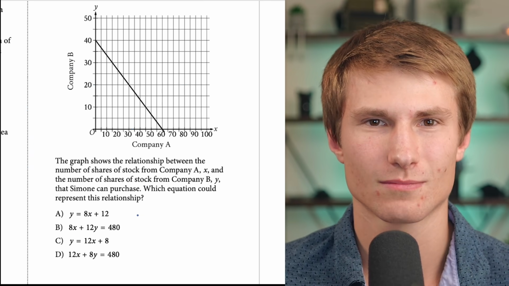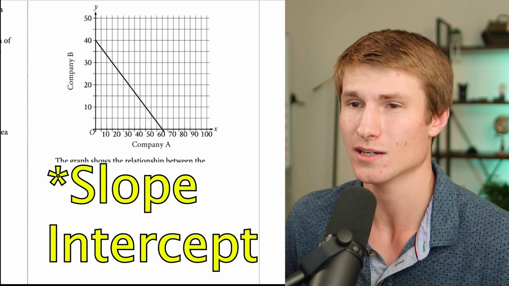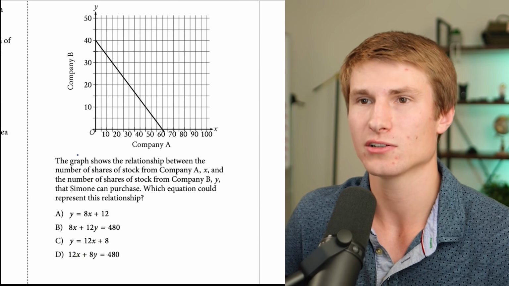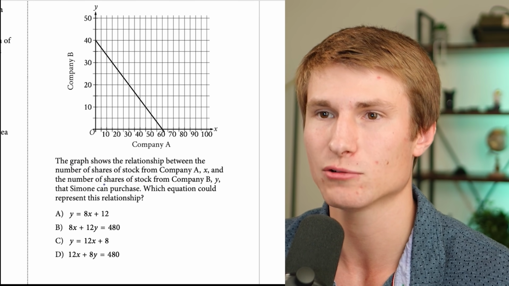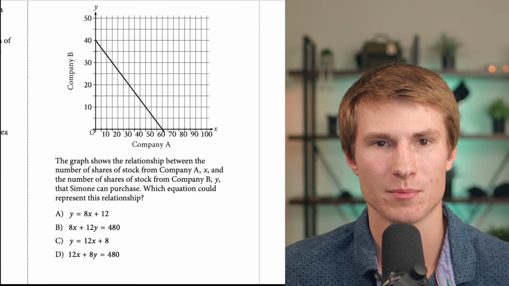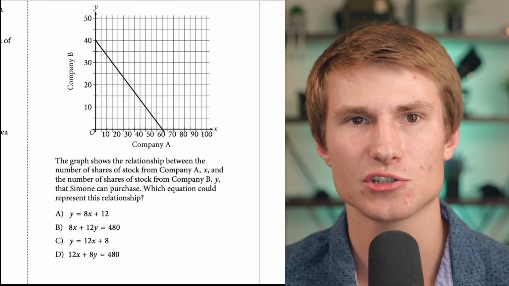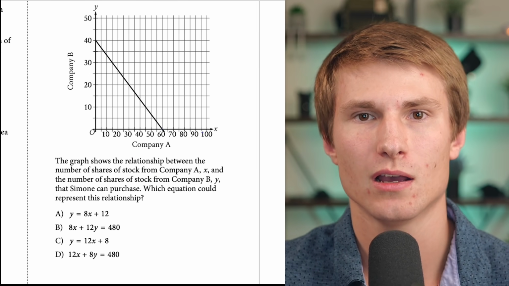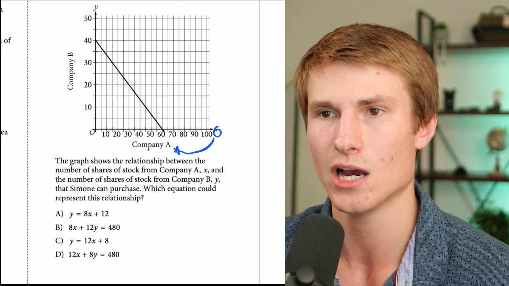Here's a tip to solve SAT math questions when your answer choices aren't in point slope form. If we take a look at this question, it says the graph shows the relationship between the number of shares of stock from company A, which is represented as X, and the number of shares of stock from company B, which is represented as Y, that Simone can purchase. Which equation can represent this relationship? And we see we have company B and company A, and obviously we have the correct correspondence of X to A and Y to B, so that's good to know.